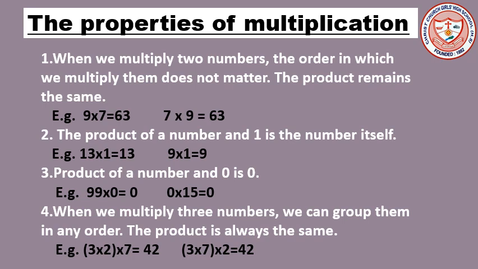So when we multiply 3 numbers, we can group them in any order. But the product is always the same.